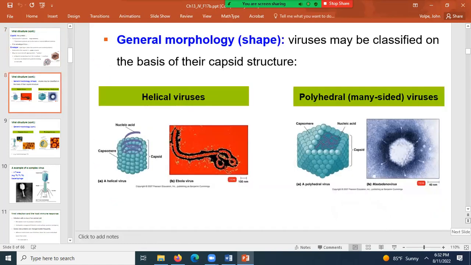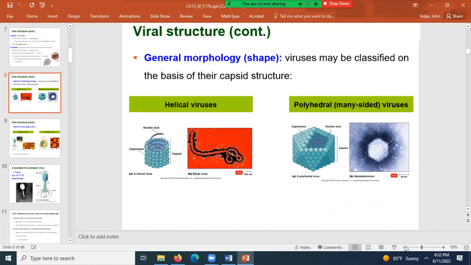All right, let's talk a little bit about the general morphology of viruses. The morphology is the shape of the viruses. Viruses are usually classified on the basis of their capsid structure. If the capsid is helical, we call them helical viruses. If the capsid is a polyhedral surface, then we call it a polyhedral virus.